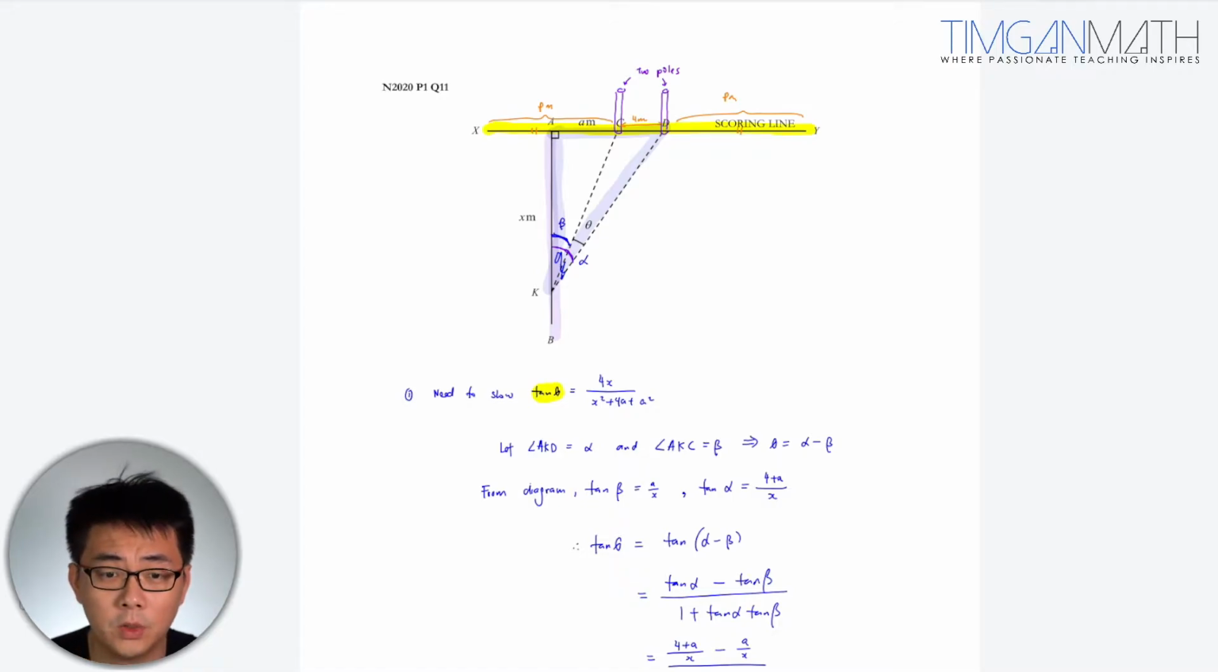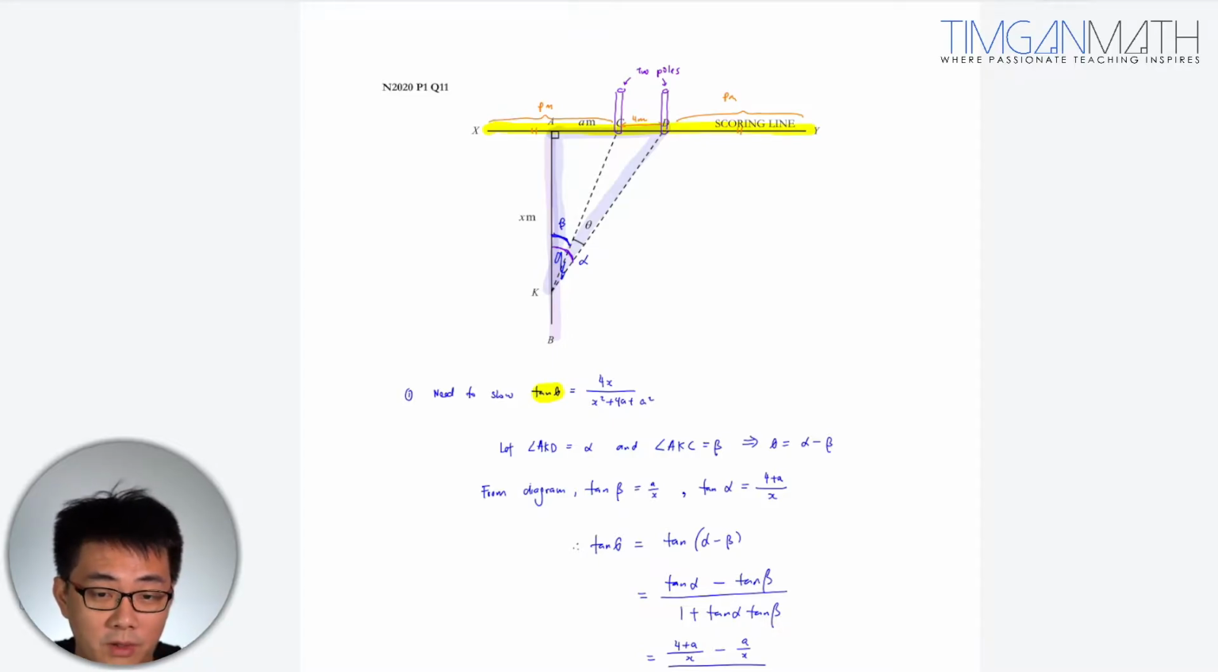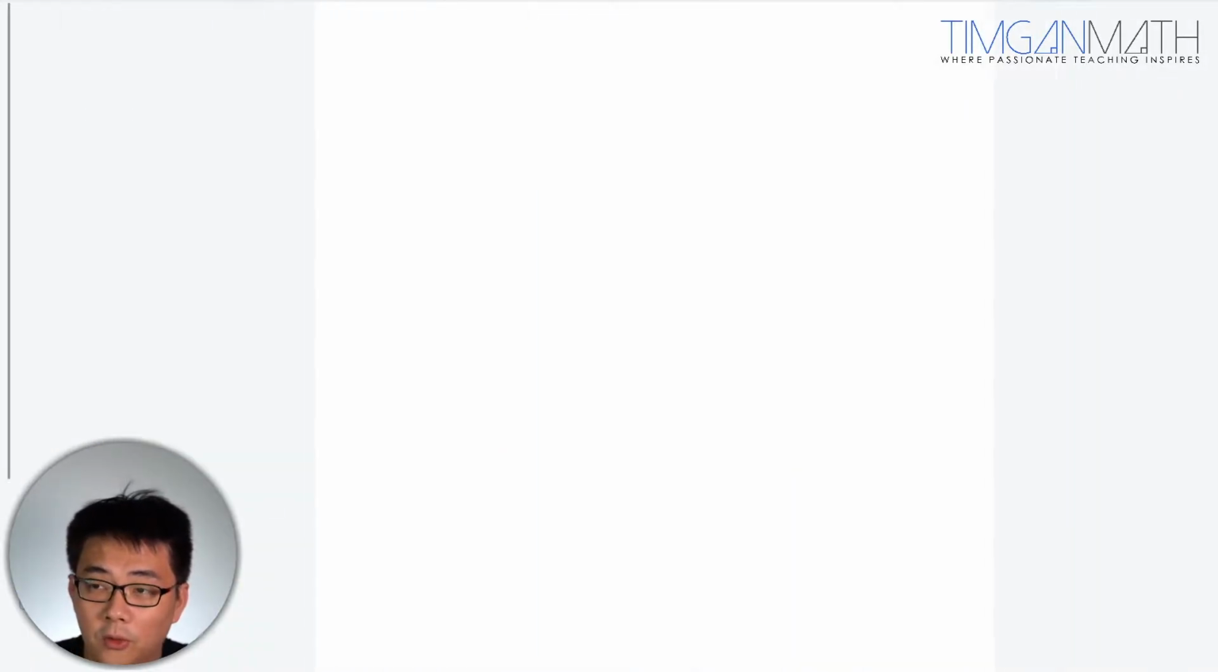So for the next part, we are told to find, in terms of a, the value of x which maximizes tan theta, simplifying your answer. Find also the corresponding value of tan theta. You need not show that your answer gives a maximum. Okay, so that means we don't need to show that it is a maximum.